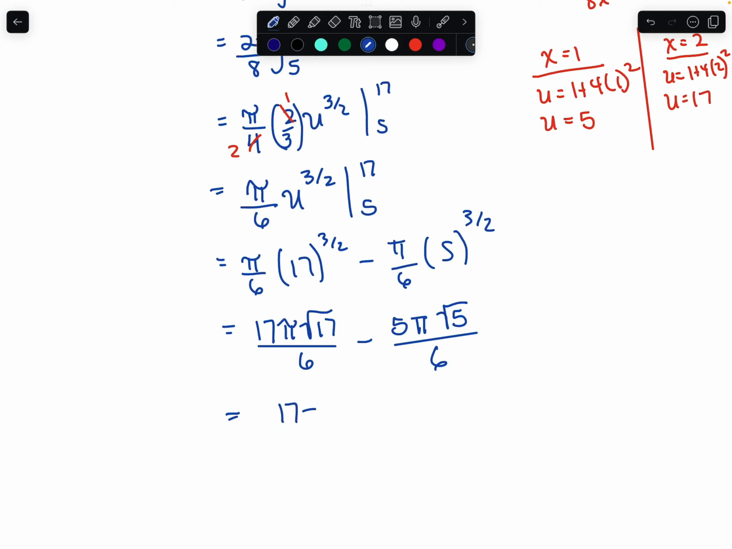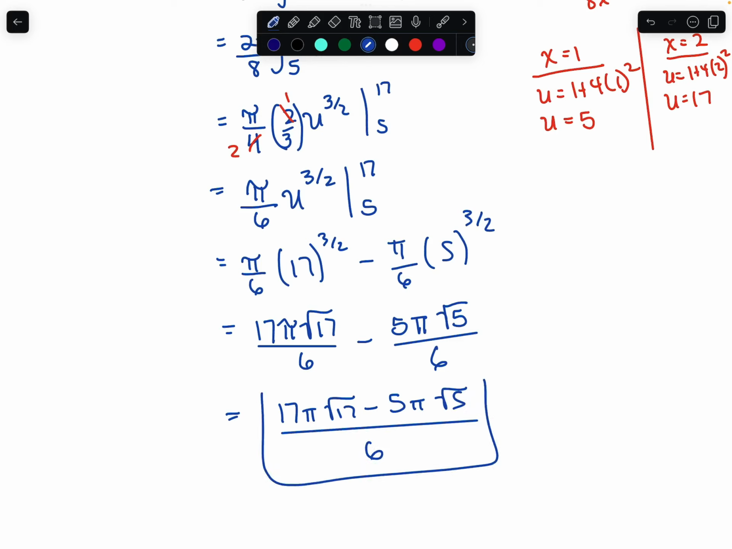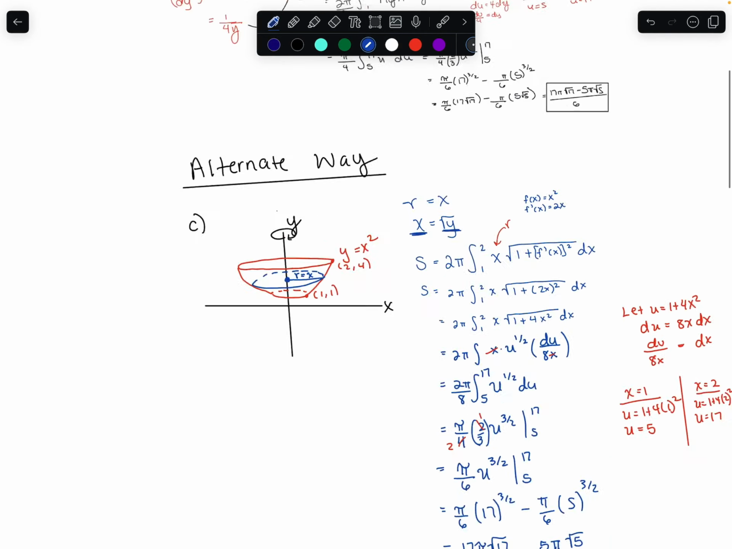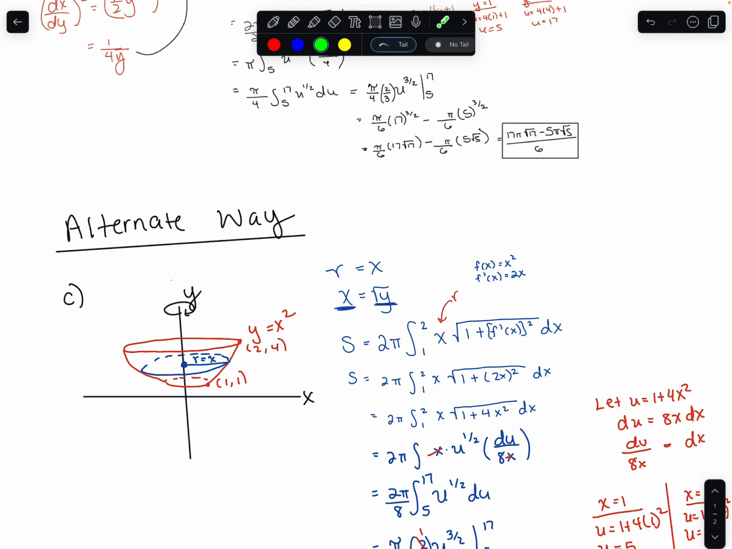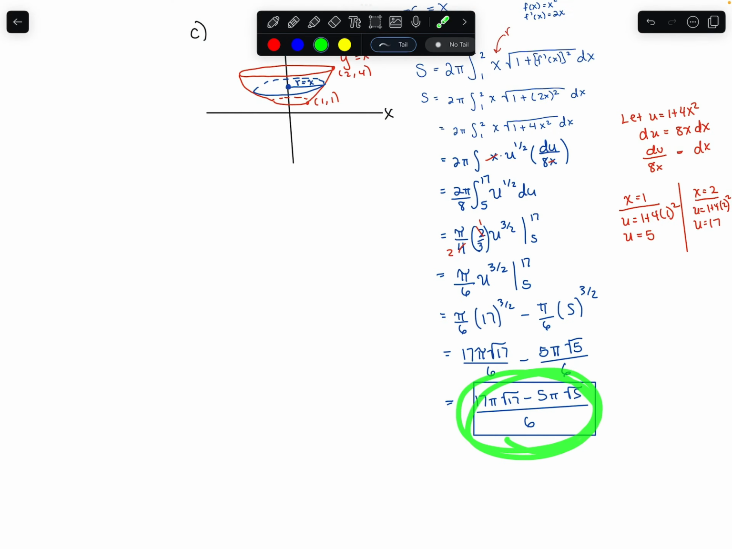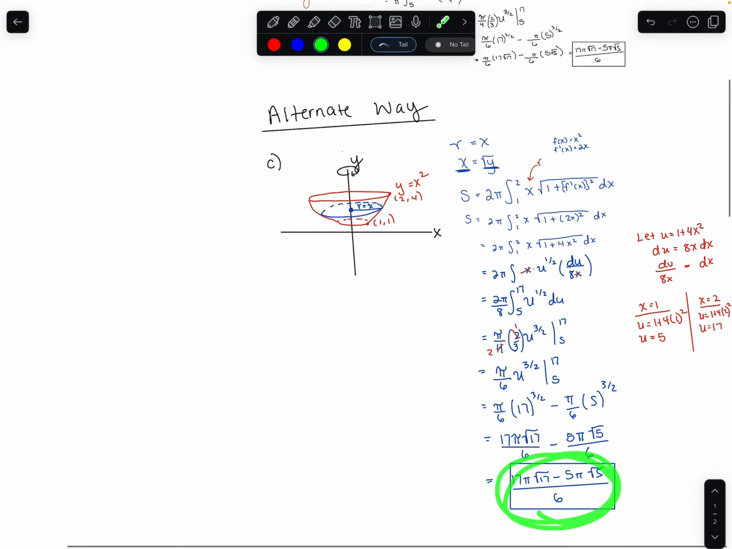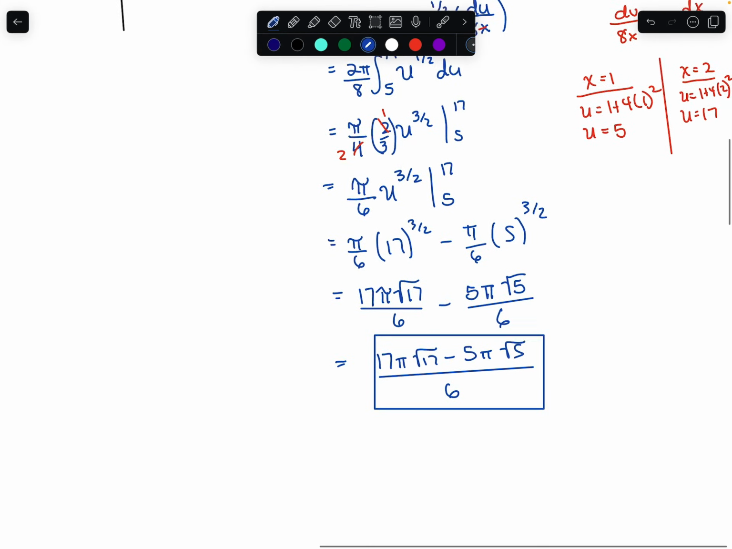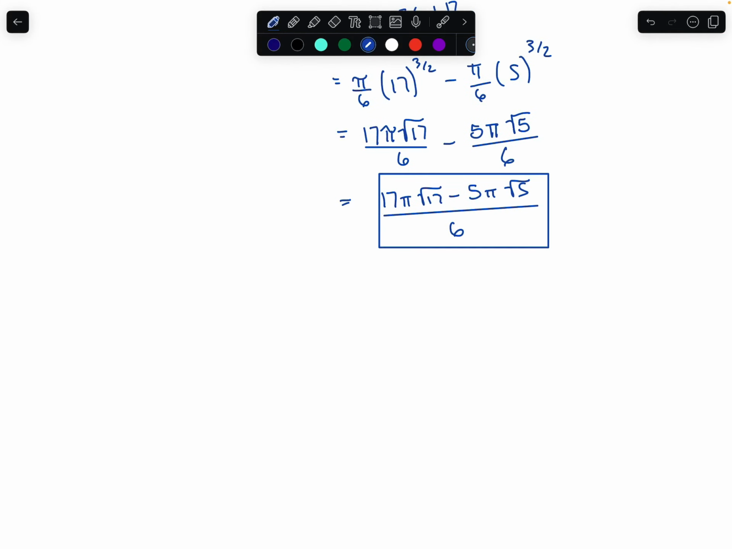We can leave it like this, or we can write it all under one denominator since they have the same denominator. And I just want to show you something. Look at this. This was my answer doing everything with respect to dy. Remember that? And look at this. This is my answer doing everything with respect to dx. So as you can see, it's actually the same answer. So again, any of these problems you can do with respect to dx or with respect to dy.